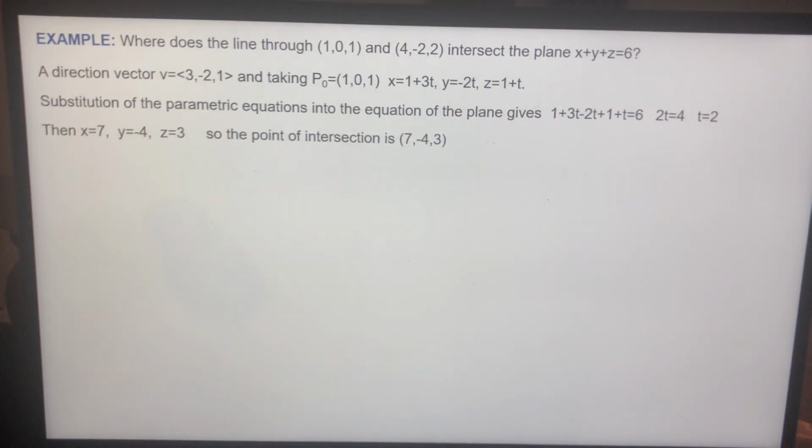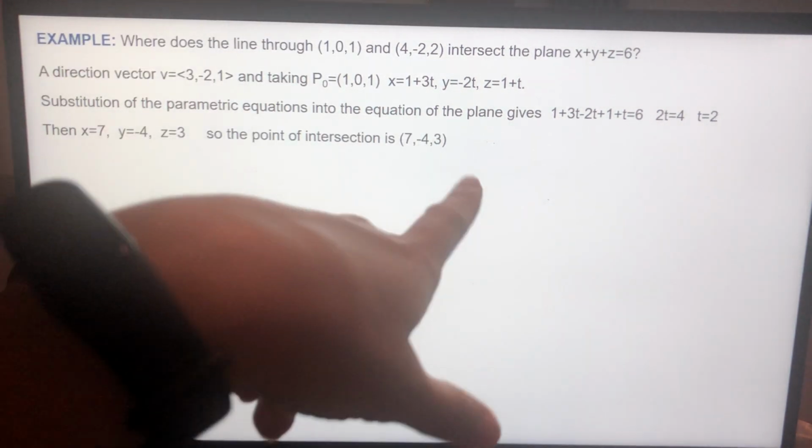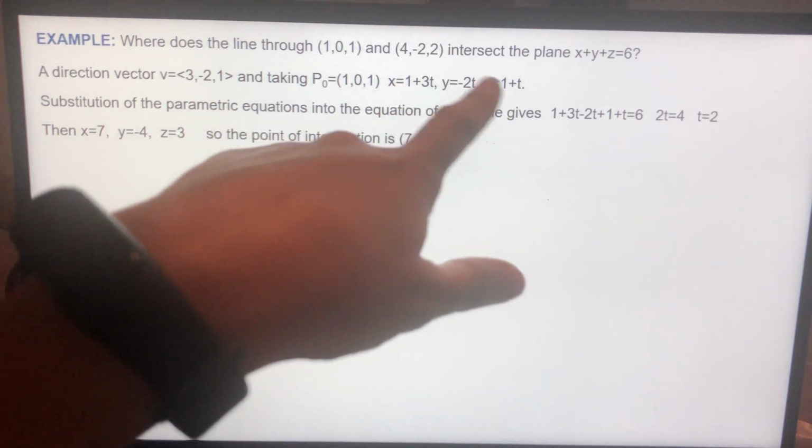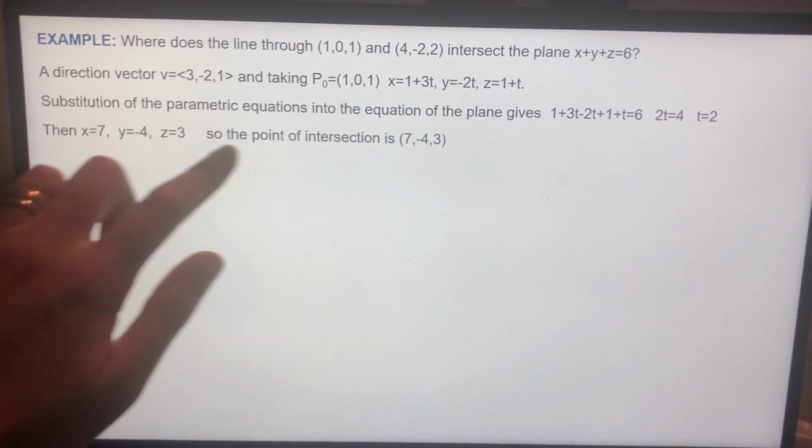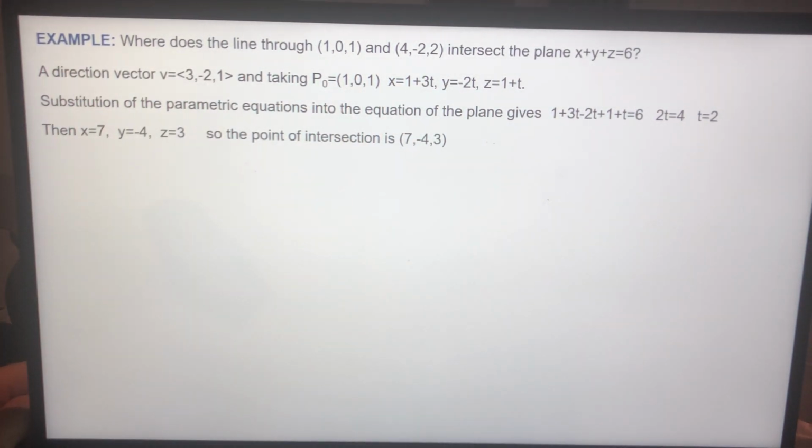And after that, this is the same as what we did just a minute before. Just plug those into your plane equation. Solve for t and plug t into your parametric equation to find the intersection point. Okay? So it should be crystal clear.